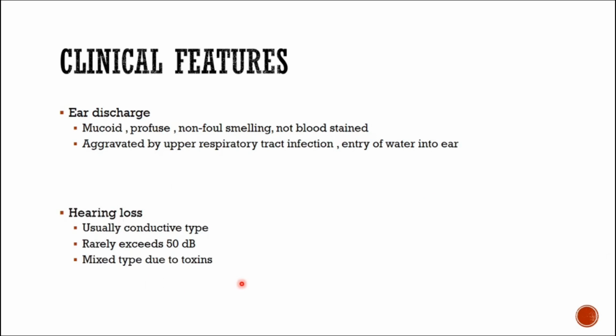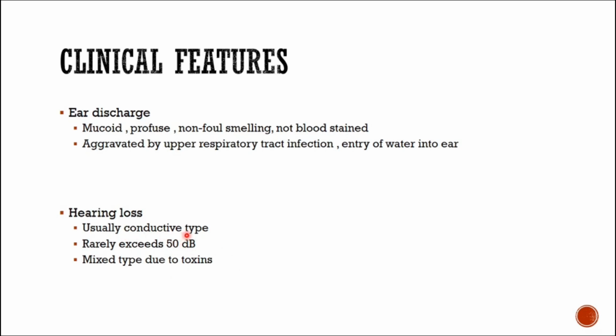So coming to hearing loss, it will usually be conductive. What else can be seen is that there can be a mixed type of hearing loss. How mixed type of hearing loss can happen is that, as I told you earlier, CSOM patients will have profuse ear discharge. This ear discharge is filled with not just the pathological organism, that is the bacteria, but also their toxins. These toxins can percolate through the round window and the oval window, and can enter the inner ear, leading to sensory type of hearing loss.